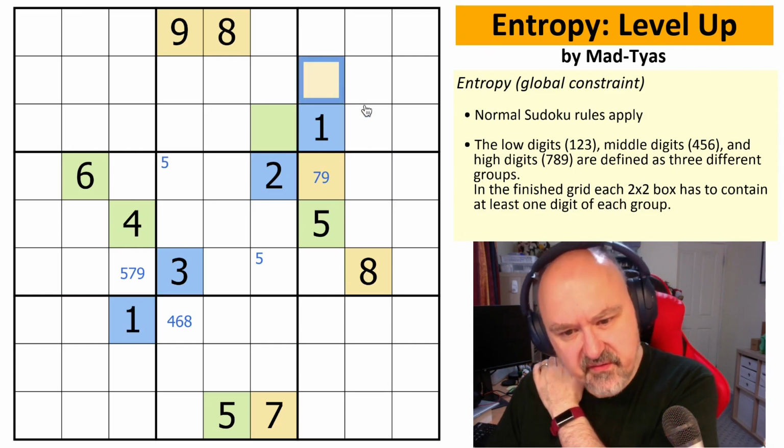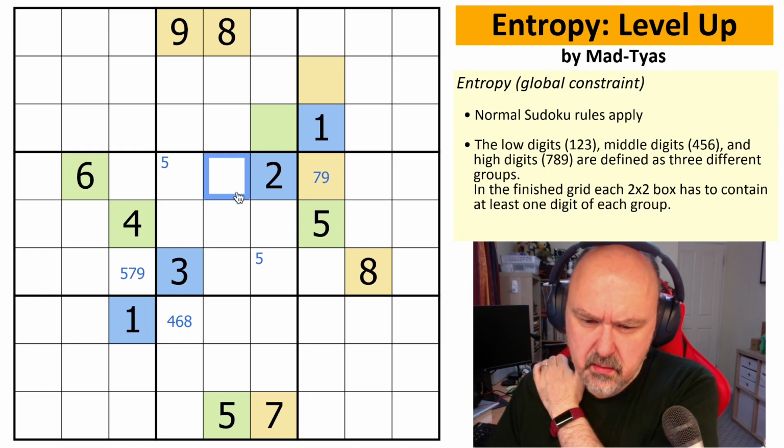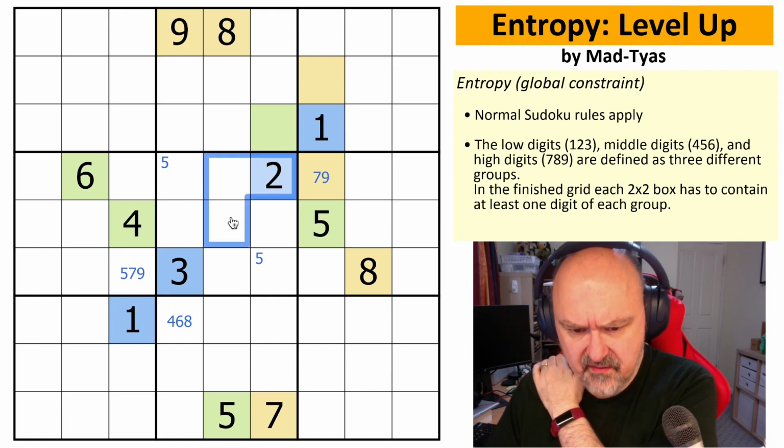Wow, this is feeling very hunt and peck. I need to put a yellow in one of those two. If it's there, it's 7. If it's there, it's 7 or 9. I was thinking, do I have to put a green in here? But I don't, because I could put a green here and cover that 2x2.